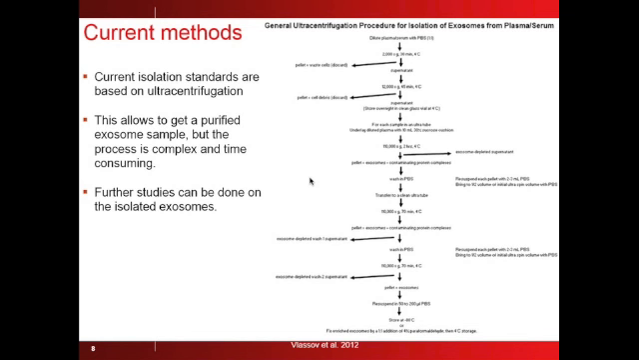And at the end, you get a pure sample of your exosomes. But the problem with ultracentrifugation is that it takes a lot of time. So this is an example of a normal procedure for exosome isolation from plasma or serum. As you can see, there are a lot of steps along the way, and some of the steps take hours.